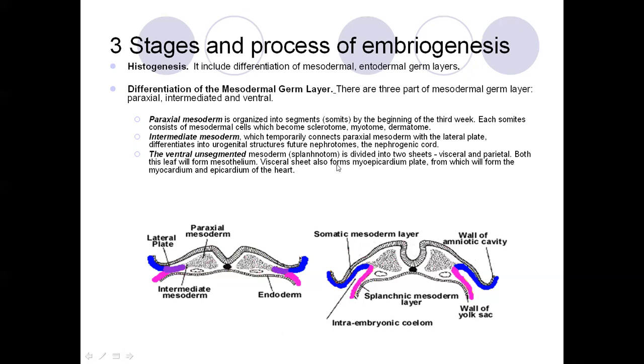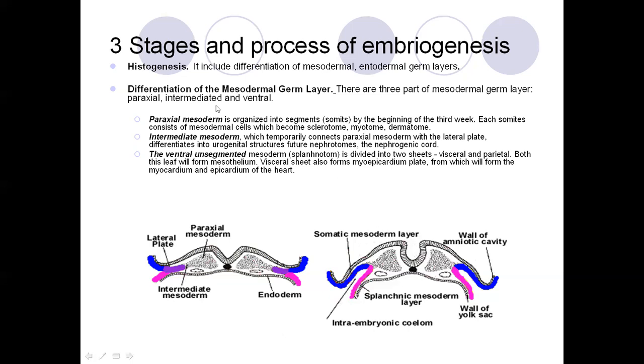The visceral sheet also forms the myoepicardial plate, which will form the myocardium and epicardium of the heart. In this place, in the cranial part of the embryo, the visceral sheet will form myocardium and epicardium of the heart. The right and left sides of the heart unite together and form the whole heart.